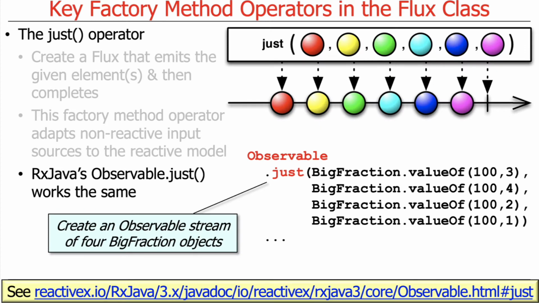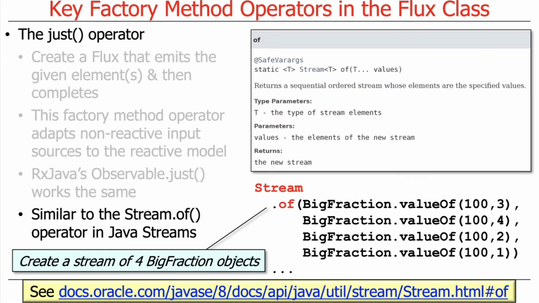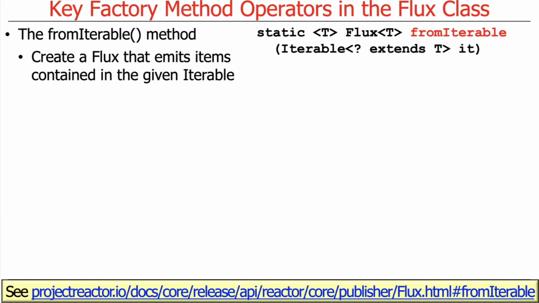RxJava has a just method in its Observable class that's very similar to the one you get with, in fact, it's really pretty much identical to the one you get with Project Reactor's Flux. So it'll create an observable stream. All of these things are also very similar to the stream of factory method that we have from Java streams. You can say Stream.of and give it basically a varargs list. So here we're going to create a stream of 4 big fraction objects, exactly the same way that we could use just, or that we would use of for either flux or observable. So just is the simplest one.